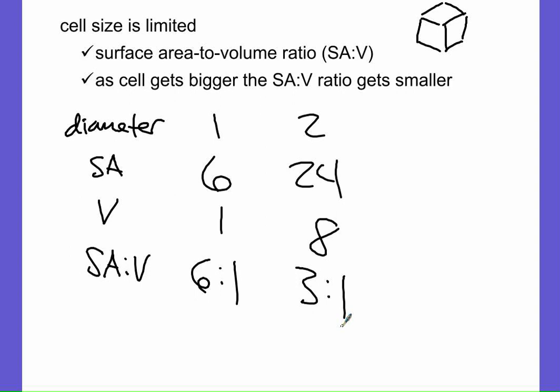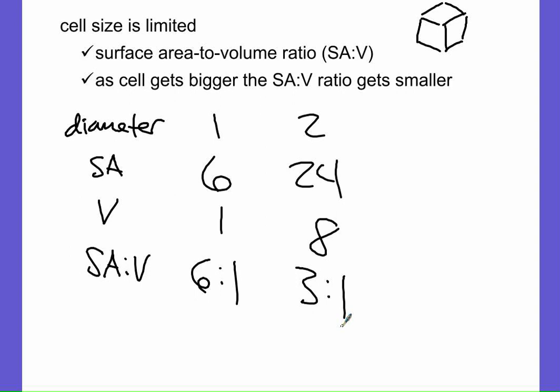And then you can see from there, if I double the diameter, does the surface area to volume ratio get bigger or smaller? It got smaller. Half as small as it was before, right? Instead of being 6 to 1, it's 3 to 1. So surface area to volume shrinks as the cell gets bigger.